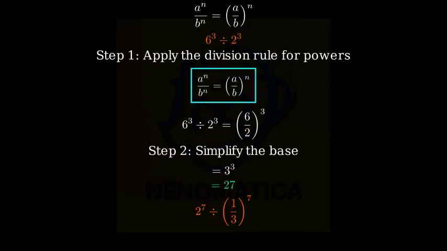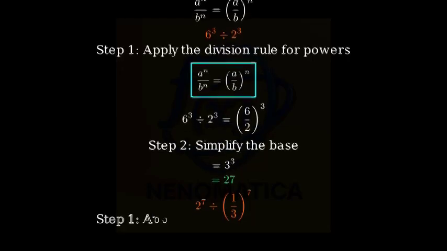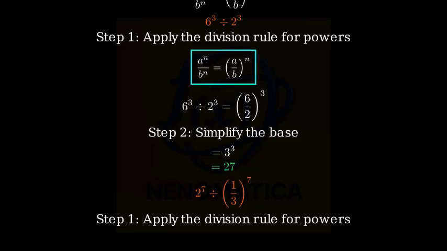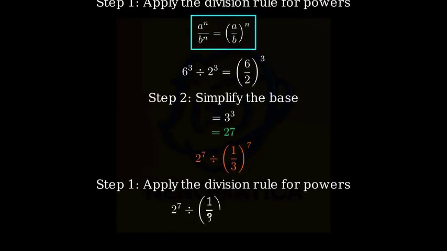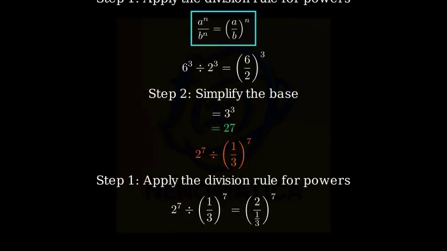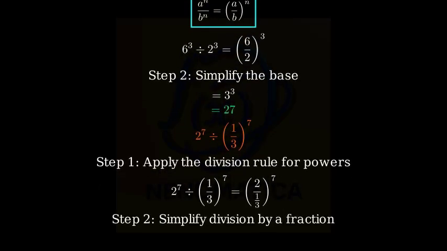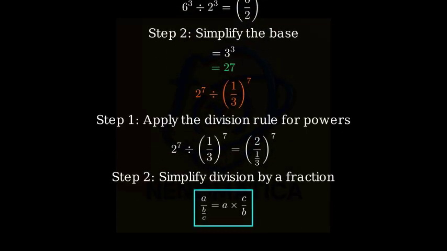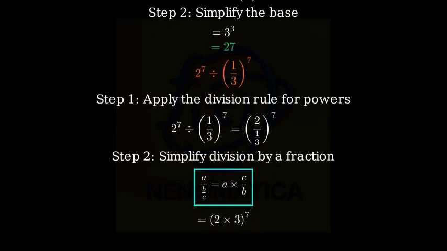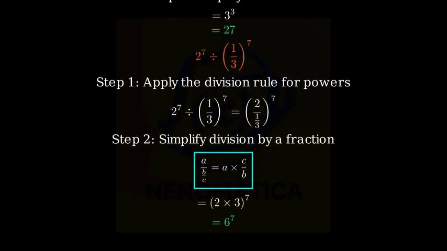Let's move to our second example. We need to compute 2 to the power 7 divided by 1/3 to the power 7. In step 1, we apply the same division rule for powers. We get the fraction 2 over 1/3, all raised to the power 7. In step 2, we need to simplify the division by a fraction. Remember that dividing by a fraction is the same as multiplying by its reciprocal. So 2 divided by 1/3 equals 2 times 3, which is 6. So our answer is 6 to the power 7.